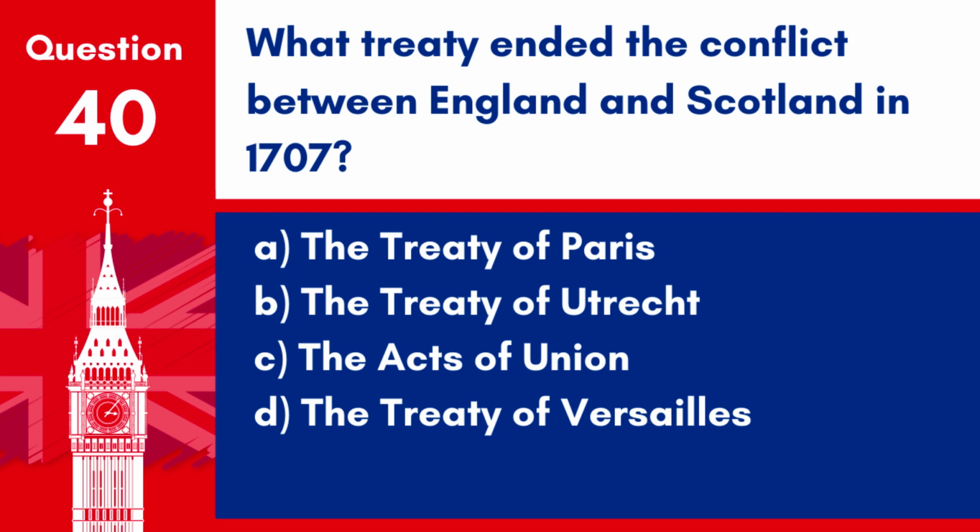Question 40. What treaty ended the conflict between England and Scotland in 1707? A. The Treaty of Paris. B. The Treaty of Utrecht. C. The Acts of Union. D. The Treaty of Versailles. Answer: C. The Acts of Union. The Acts of Union in 1707 ended the conflict between England and Scotland by legally uniting the two countries into one kingdom of Great Britain.